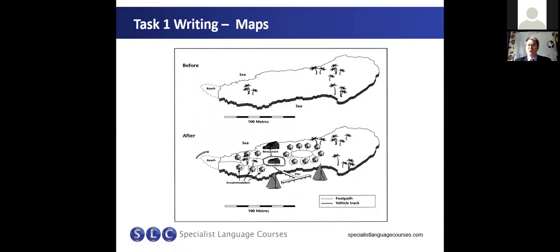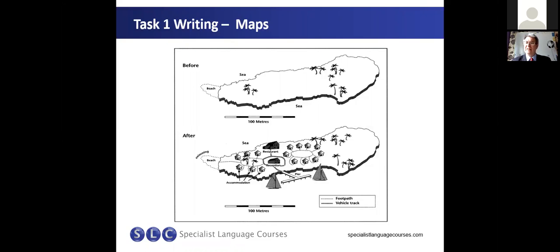Here we've got 2 islands. You can see the palm trees on these islands. And we've got before and after. Before and after what? Okay, in before, there wasn't much there. If we have a look at that, there are a few palm trees and a beach. I can't see any buildings at all.